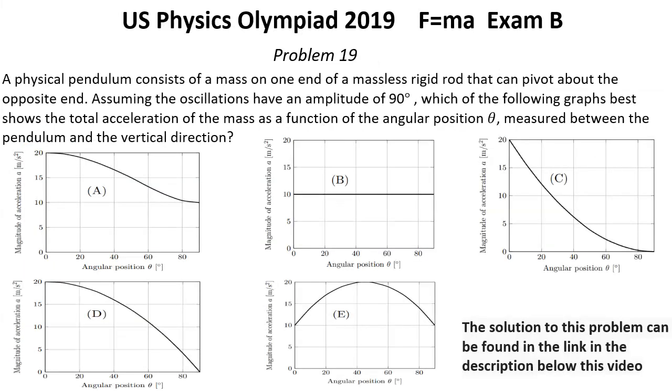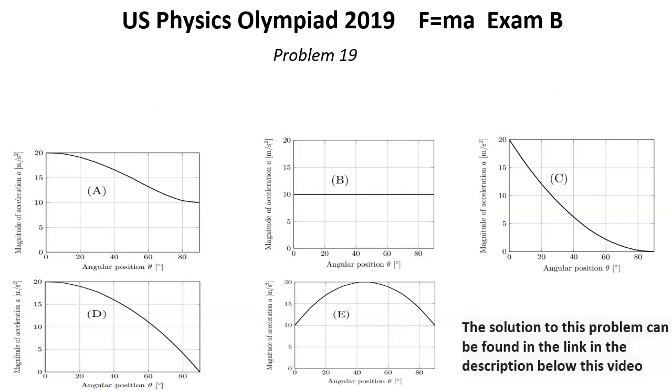Problem number 19. A physical pendulum consists of a mass on one end of a massless rigid rod that can pivot about the opposite end, assuming the oscillations have an amplitude of 90 degrees. Which of the following graphs best shows the total acceleration of the mass as a function of the angular position theta measured between the pendulum and the vertical direction? Solution for problem number 19.